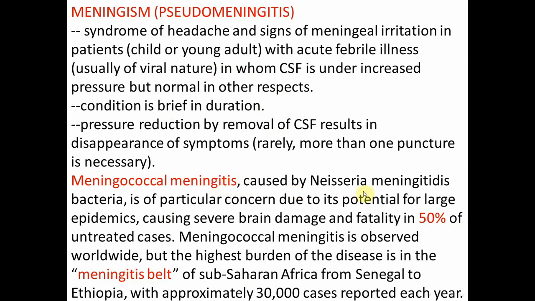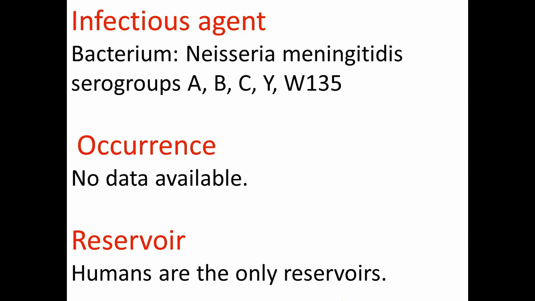Meningococcal meningitis is caused by Neisseria meningitidis and is of particular concern because fatality may reach 50% or more, and also about 10 to 15% will get sequelae, the complications of meningitis. There is an area in Africa from Ethiopia to Senegal which is called the meningitis belt in sub-Saharan Africa, where 30,000 cases of meningitis occur each year.